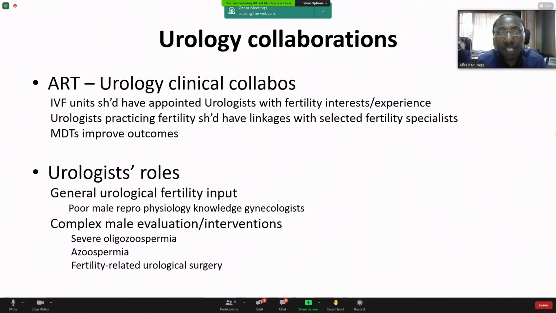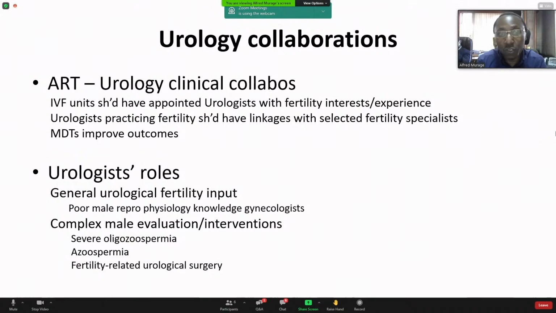Now, I think we can only do best for our patients if we have collaborations with urologists because of male factors. And we all know that when you work in multidisciplinary teams, outcomes tend to be better. So it's basic that most IVF units should have appointed urologists who they work with, who either are interested in fertility or have experience. And this mainly helps guide very severe male factor problems with infertility.